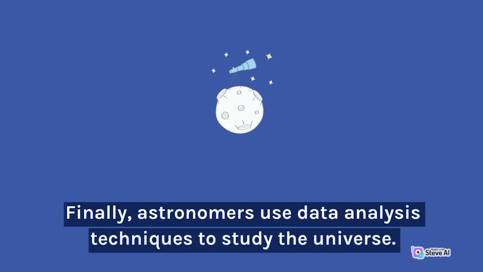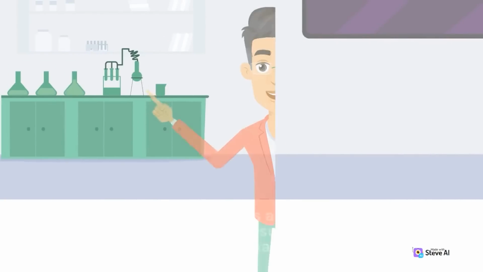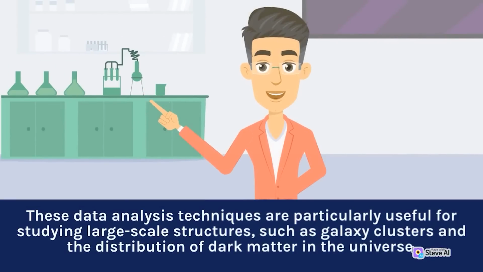Finally, astronomers use data analysis techniques to study the universe. This involves analyzing large amounts of data collected by telescopes and other instruments to look for patterns and anomalies. These data analysis techniques are particularly useful for studying large-scale structures, such as galaxy clusters and the distribution of dark matter in the universe.